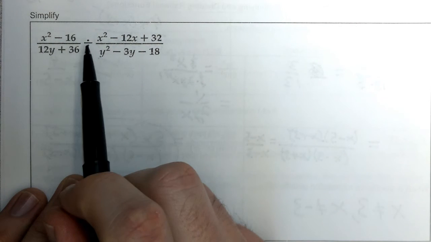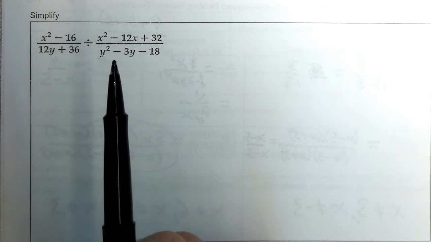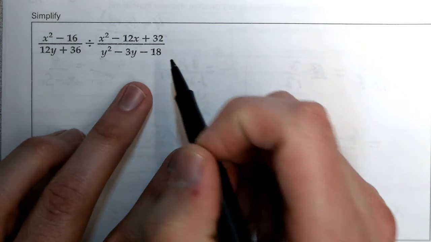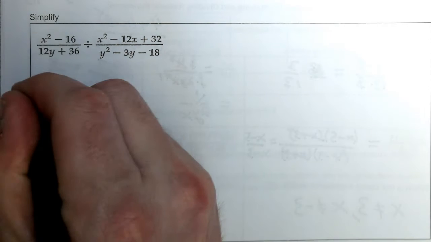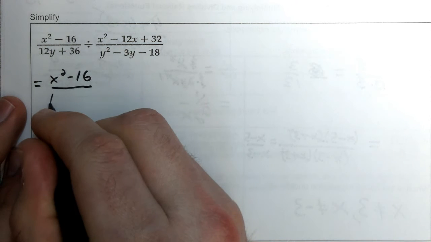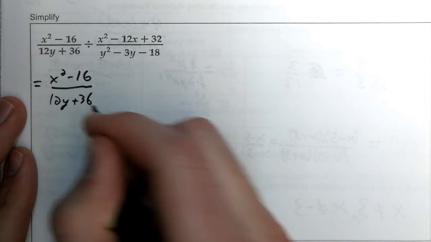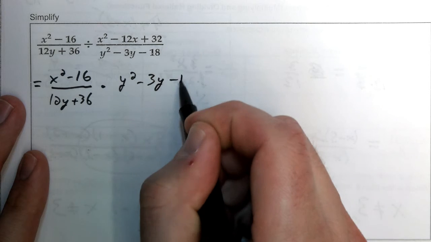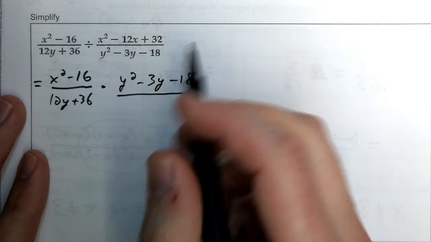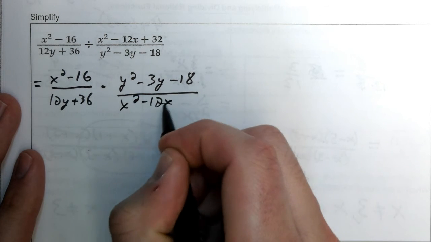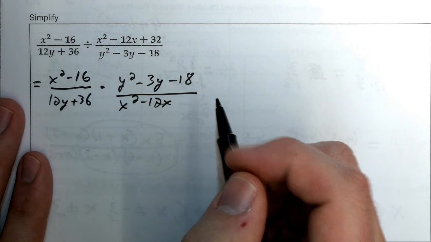But first, remember, we turn all division problems into multiplication problems. So let's do that. Let's change this into a multiplication problem. This will be x squared minus 16. That won't change. Divided by 12y plus 36 times y squared minus 3y minus 18 divided by x squared minus 12x plus 32.